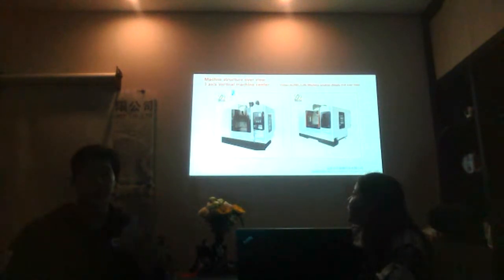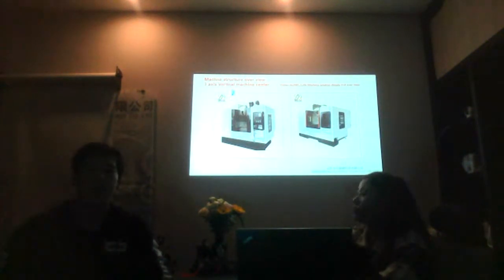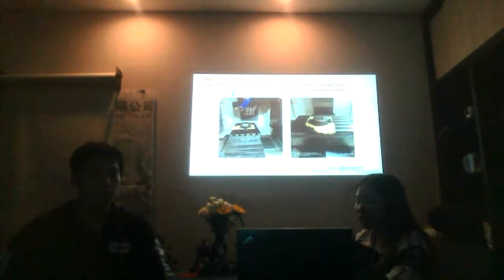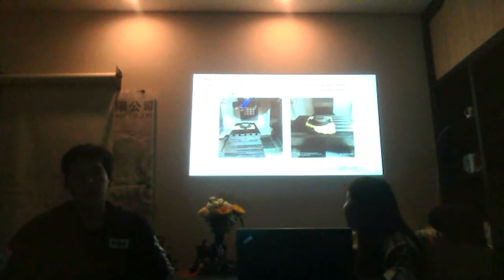And we have a larger type VMC like the 1160. This is also a 3-axis machine. And from this picture, we can see the workpiece processed by our vertical machine center.